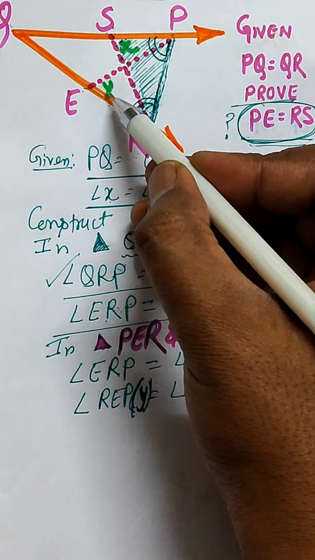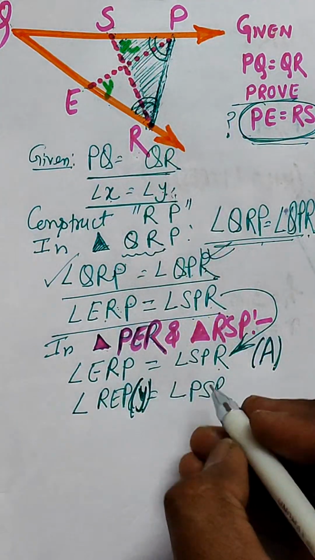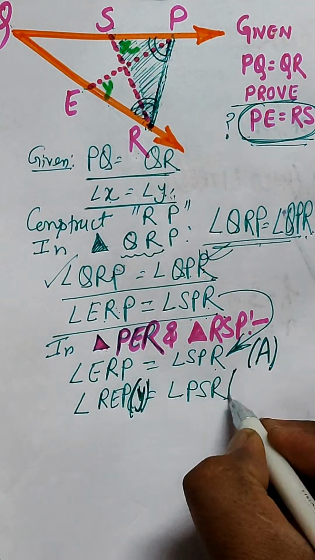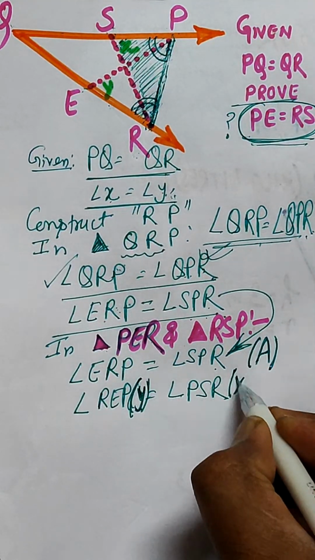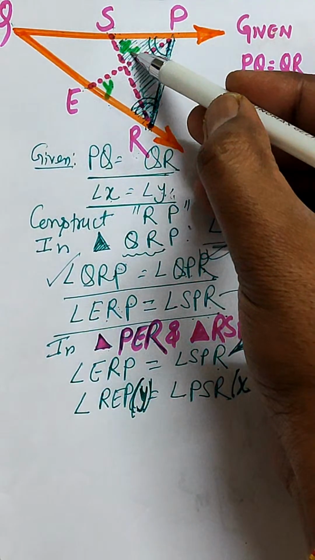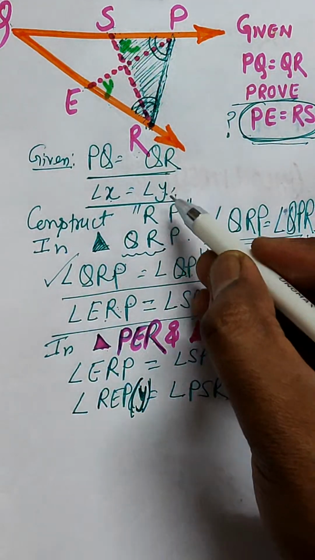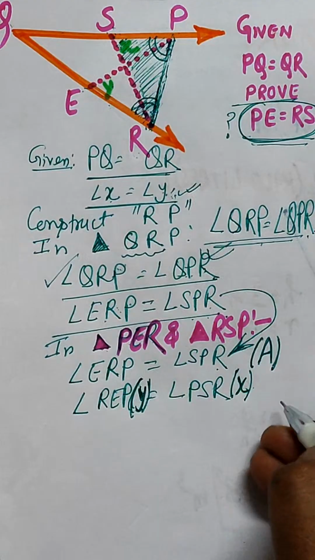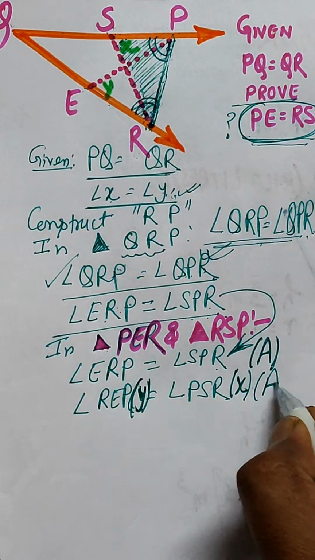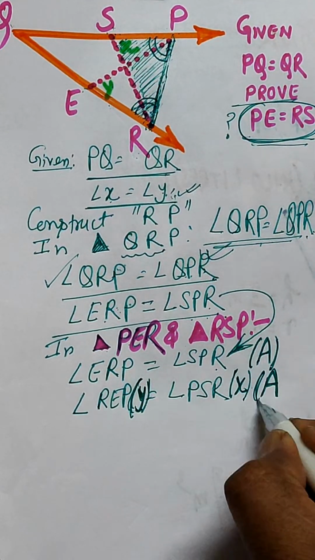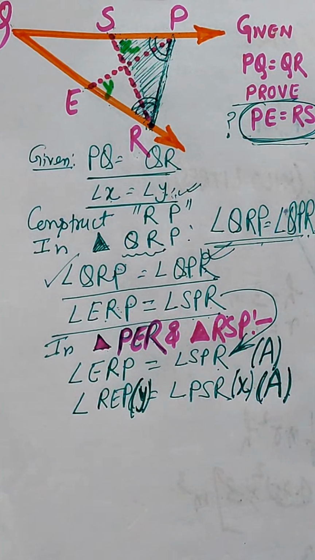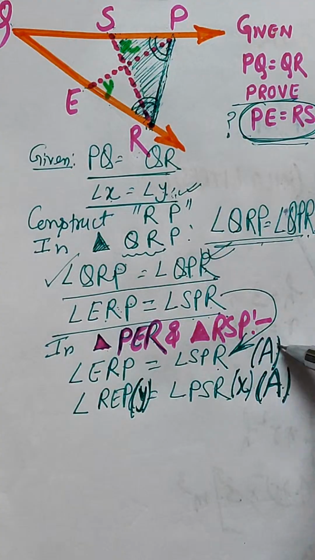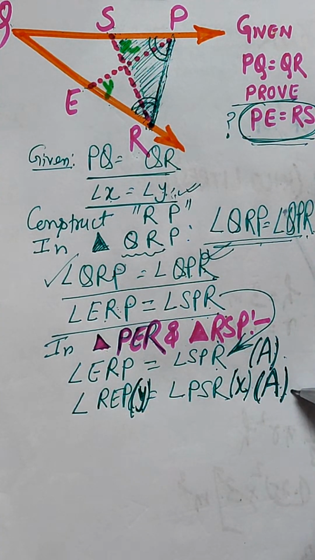You can see Y, and angle PSR is the same angle as angle X. PSR, this is X, right? This one. So this is another angle which is proved as common or same, right? So here you can see two criteria are made for these two triangles, angle and angle, right?